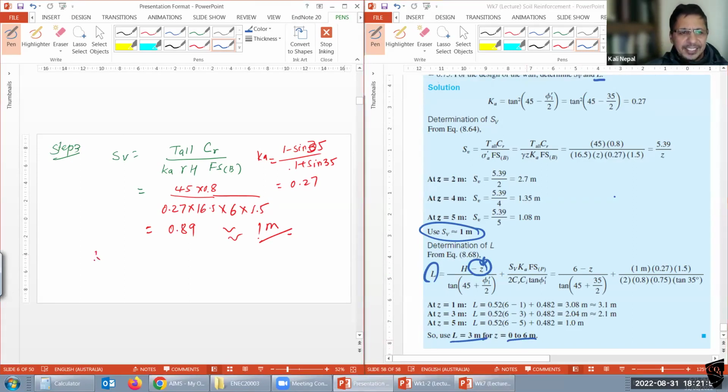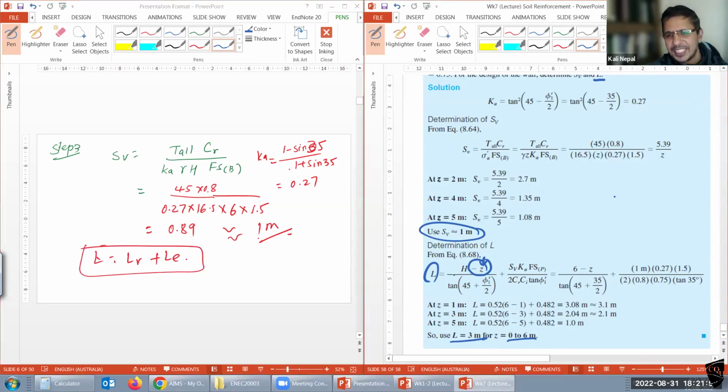So again, length is what? Always LR plus LE. You see, that's the equation used. That's a LR, that's a LR, that's a LE. Just substitute in, and then you get different depths, different values, but at the top is the highest. So why not just use around 3.5 meter?